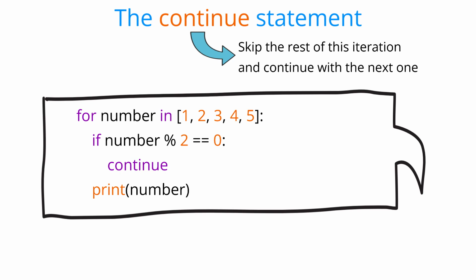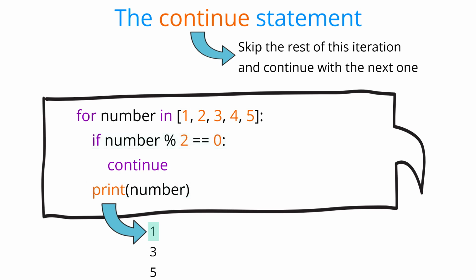Here's an example where we print only the odd numbers. If a number is even, we skip it. So the output will be 1, 3, and 5. Let's walk through each iteration, one at a time. In the first iteration, 1 is an odd number, so we don't enter the body of the if statement. We simply print the number.